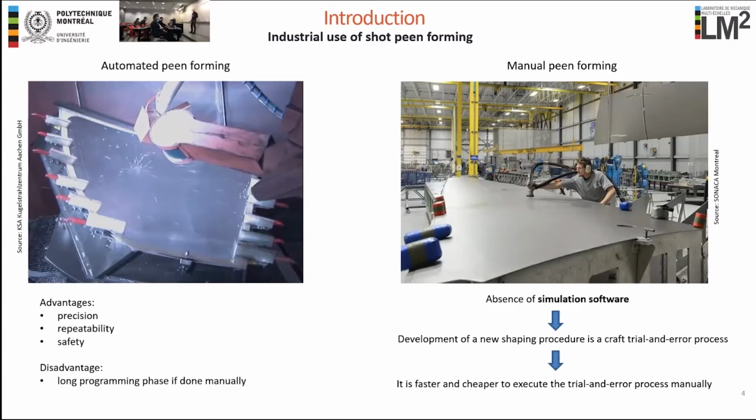Namely, the market does not propose a publicly accessible and a reliable simulation software. And this is why development of a new peen forming procedure for a new component is a craft, trial and error process. And of course, it is faster and cheaper to execute it manually than to reprogram the robot for each new trial.